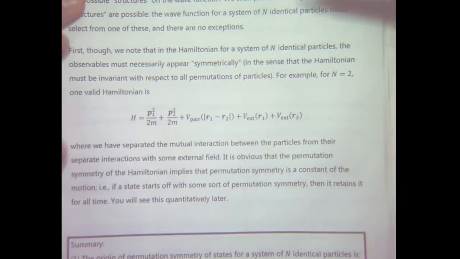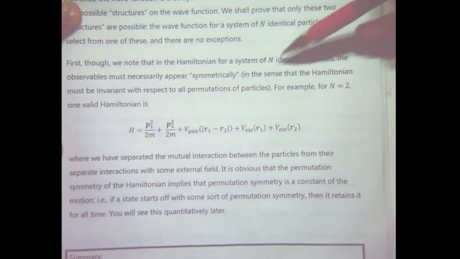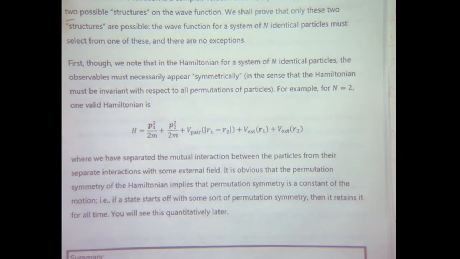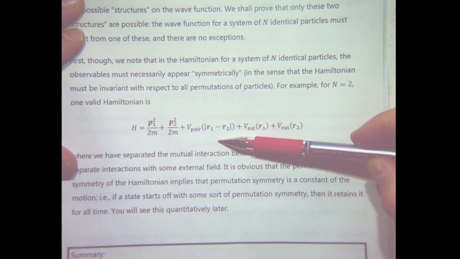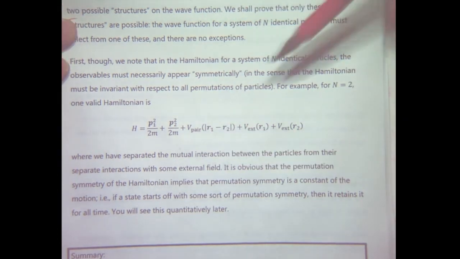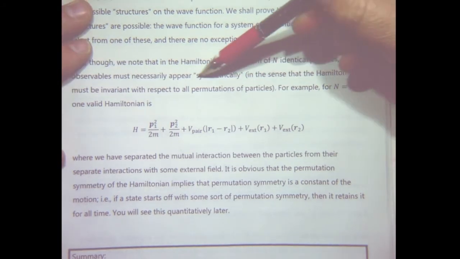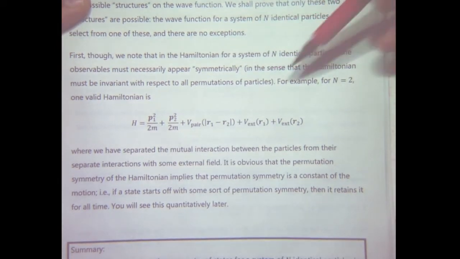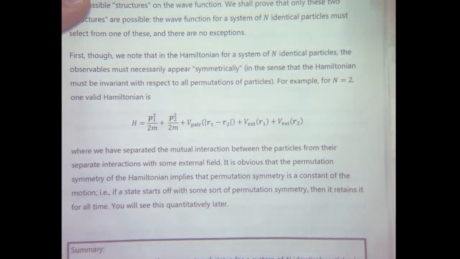But first of all, before I go on to that, I want to briefly mention the Hamiltonian for the system of n identical particles. Because the particles are identical, they are interacting with each other, say pairwise, in exactly the same way, and any observables have to appear in the Hamiltonian symmetrically. Symmetrically, in this case, means that the Hamiltonian is invariant if you permute any pair of particles. So for n identical particles, the Hamiltonian must be invariant under permutation of any pair of particles.